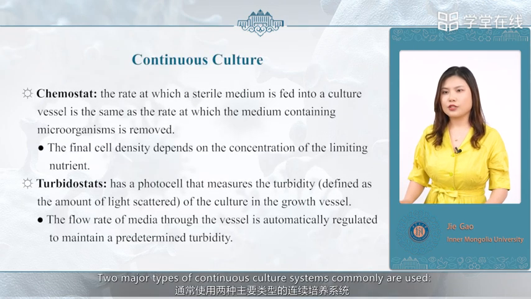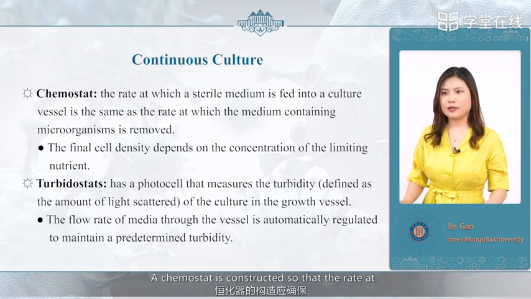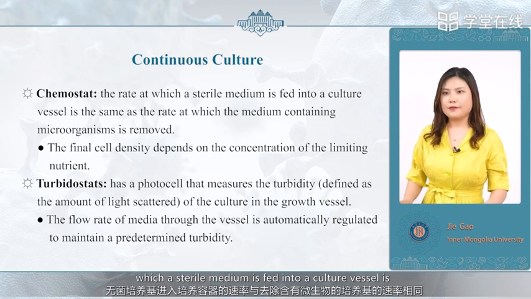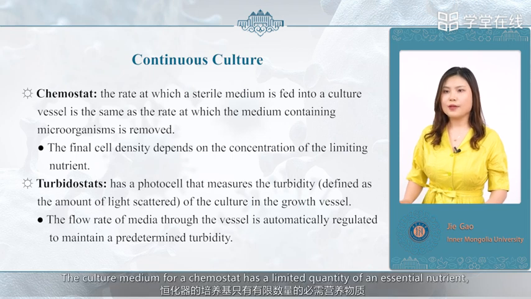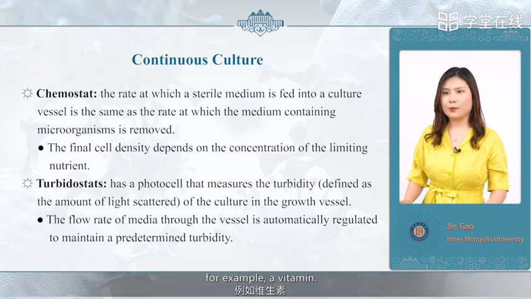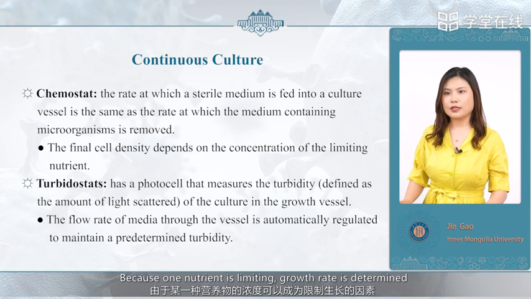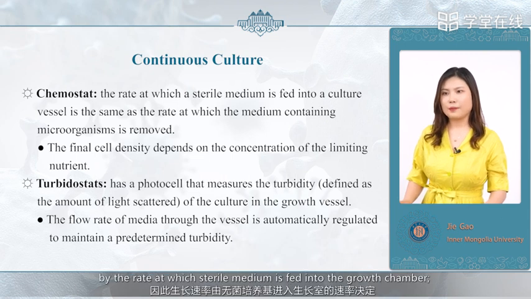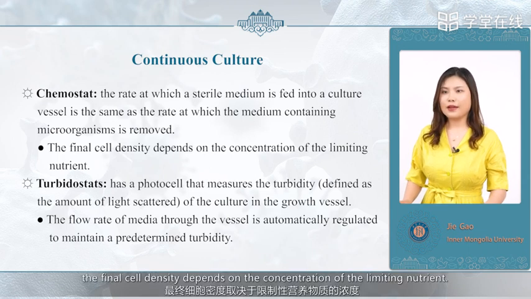Two major types of continuous culture system commonly are used: chemostats and turbidostats. A chemostat is constructed so that the rate at which a sterile medium is fed into a culture vessel is the same as the rate at which the medium containing microorganisms is removed. The culture medium for a chemostat has a limited quantity of an essential nutrient, for example, a vitamin. Because one nutrient is limiting, growth rate is determined by the rate at which sterile medium is fed into the growth chamber. The final cell density depends on the concentration of the limiting nutrient.